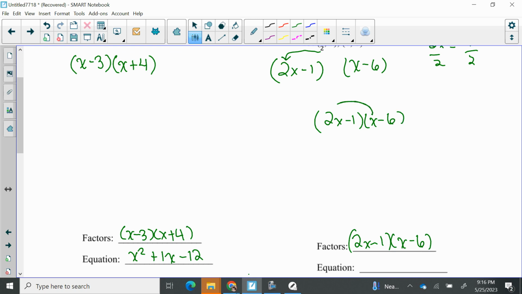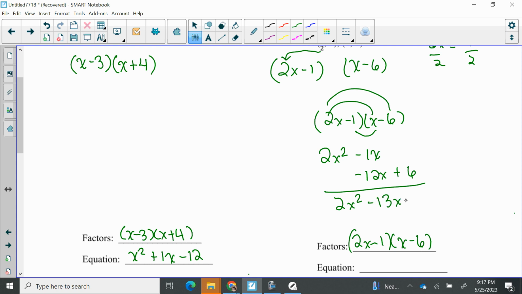So I do x times 2x is 2x squared, and that's minus 1x. And then that's going to be minus 12x plus 6. So that is going to be 2x squared minus 13x plus 6.